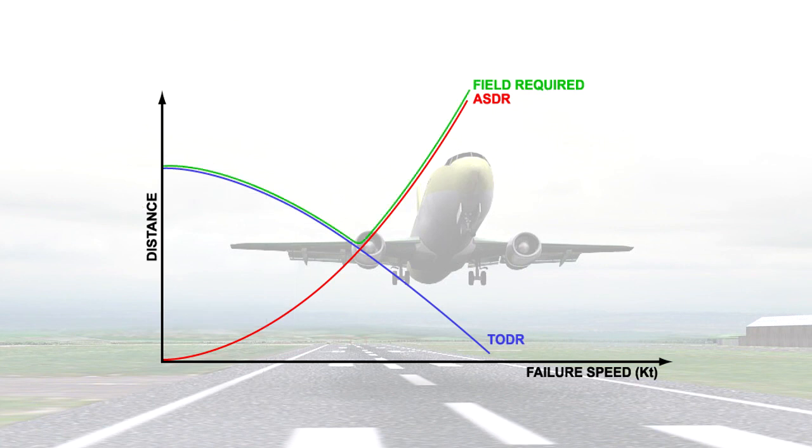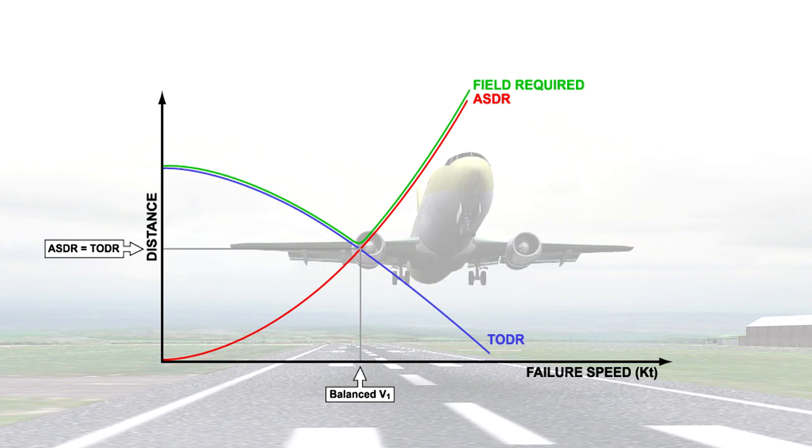In fact, another line can be drawn on the graph called field required. You can see, therefore, that a V1 at the intersection point of the graph is the best V1 to use, simply because a V1 at this speed requires the least amount of field, or the least amount of runway. This V1 is sometimes called the idealized V1. It is also the V1 which makes the takeoff distance required the same length as the accelerate stop distance required. Therefore, this V1 speed is also called the balanced V1, since it balances the required distances for the aeroplane.